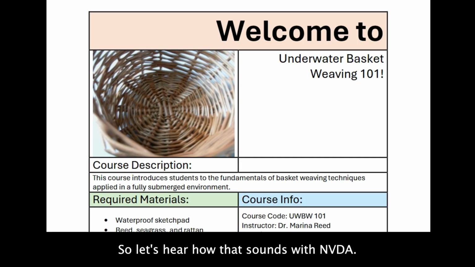So let's hear how that sounds with NVDA. "Page 1 region table with 6 rows and 2 columns, row 1, column 1 welcome to." So even though the amount of rows and columns here doesn't really matter, NVDA is still going to read them out because that's how it's programmed to interact with this type of content. Let's continue and see what it's like to just scan through this page in order.